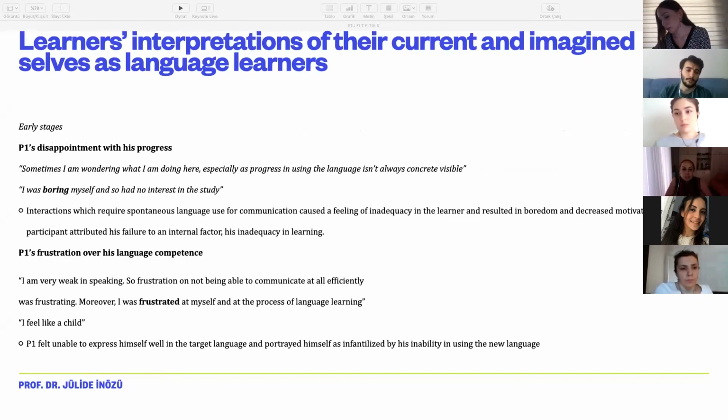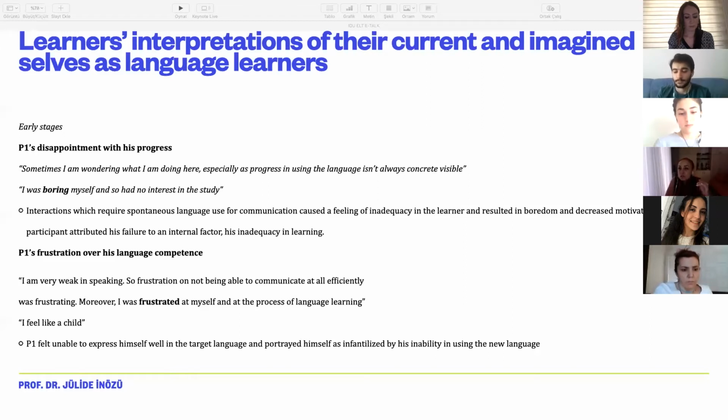Okay, I will jump into the findings to save time. So here are some codes to share with you, and these are the codes that I particularly chose to show you how learners interpret their current self, their imagined self as language learners while they are learning English.